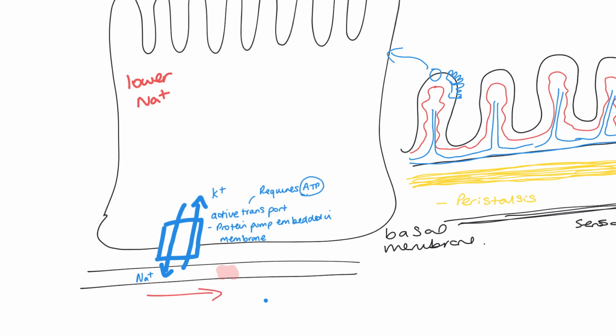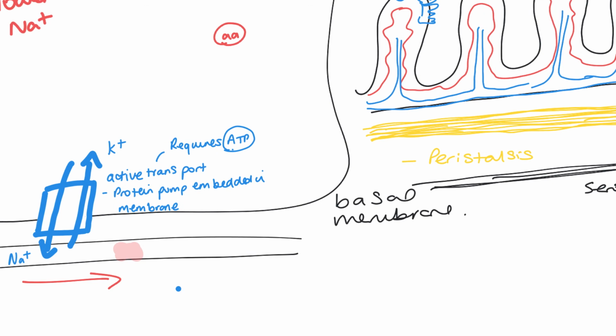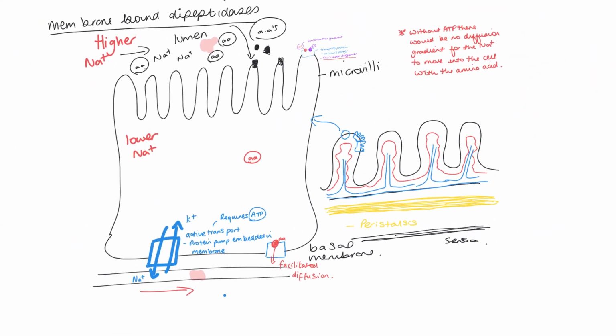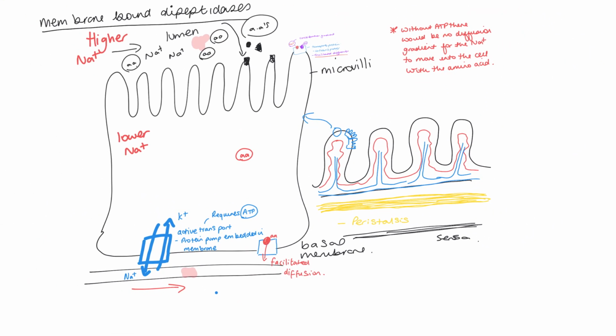So once the amino acid is in the cell, it then needs to travel from the epithelial cell into the bloodstream itself. So now we need to look at the basal membrane again. Also embedded in the basal membrane are carrier proteins that will transport the amino acid out of the basal membrane into the tissue fluid, where they can then travel into the bloodstream and be taken away. And that's it. So that's how amino acids are absorbed into the bloodstream.